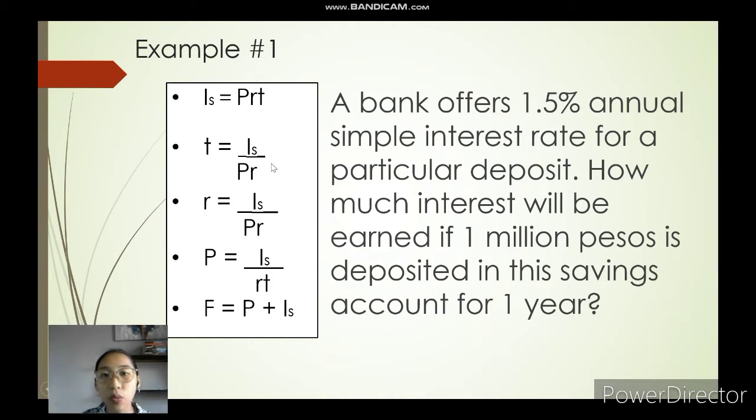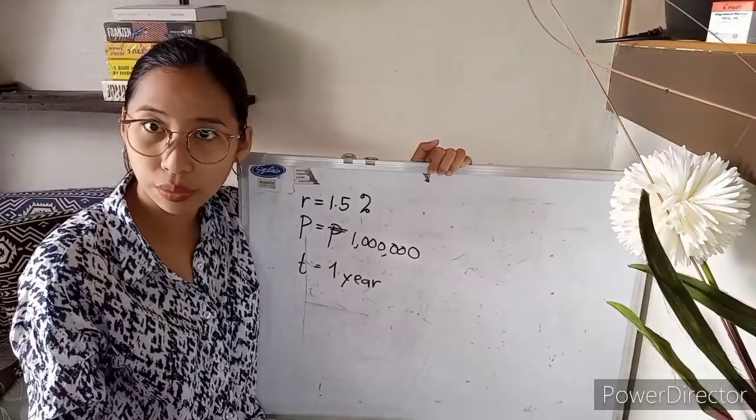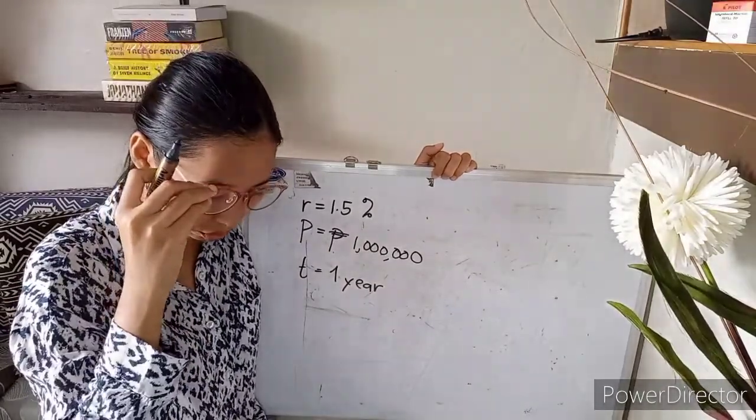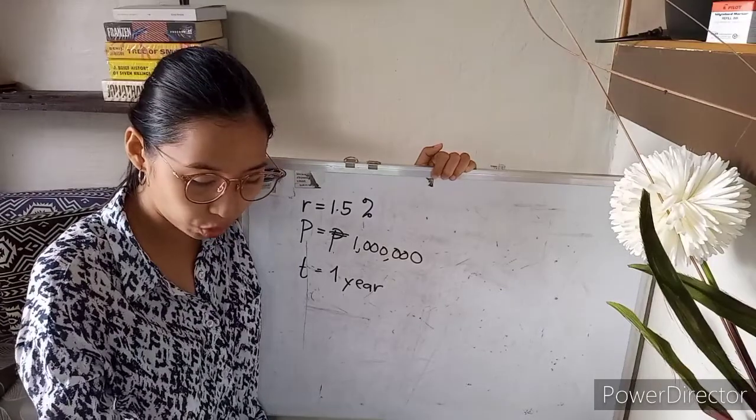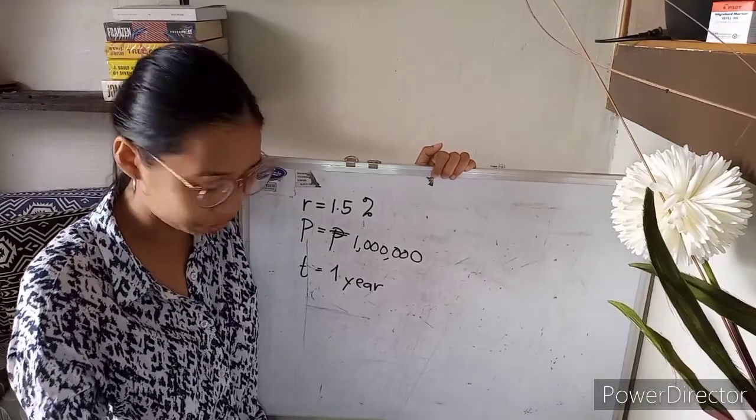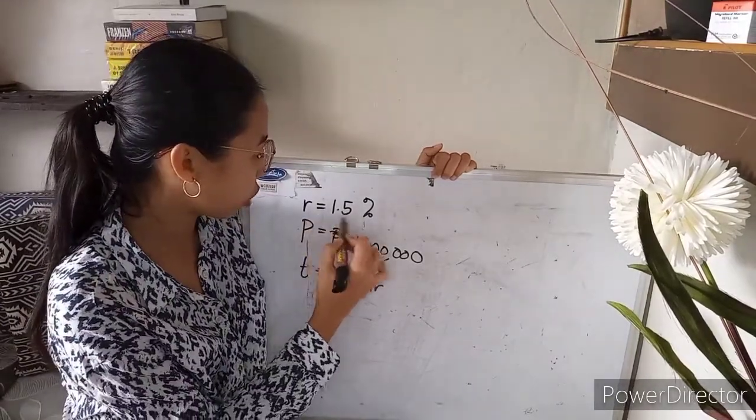Which one will we use? Again, that is correct, we are going to use the first formula. I_S is equal to P times R times T. So, ato na siyang i-work out karon diri sa atong board. So, let us try and work this out on our own. So, a bank offers 1.5% annual interest rate. So, naa tay R, which is 1.5%.